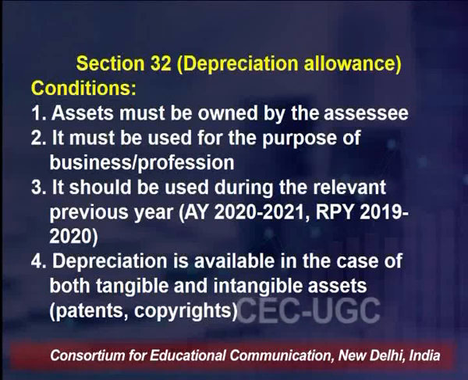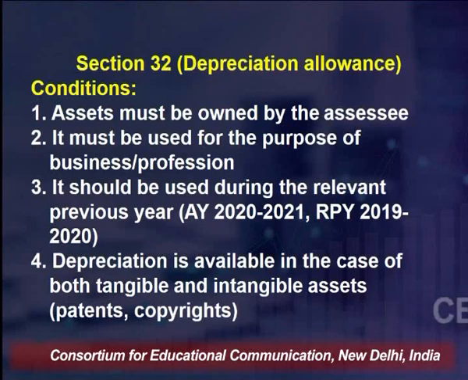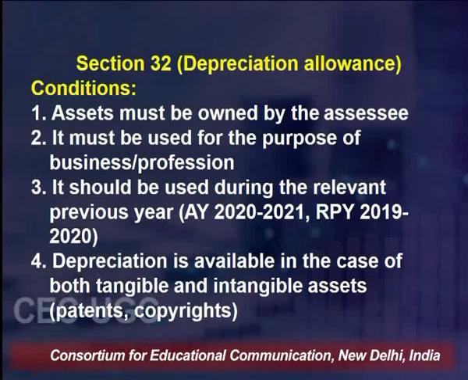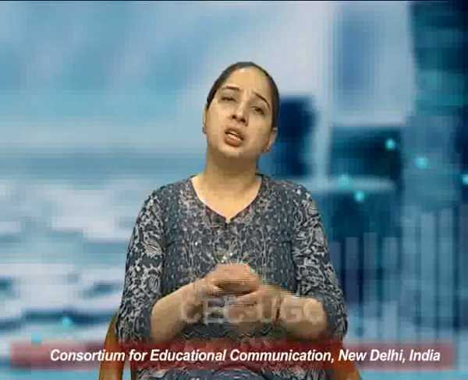Second, that particular asset should be used for the purpose of business or profession. The asset you are talking about should be used by you for business or profession, okay. Then it should be used during the relevant previous year. That means the asset in respect of which you are claiming depreciation must be used in that relevant previous year. If you are not using that asset in the relevant previous year, then you cannot claim a depreciation allowance for the same, right?